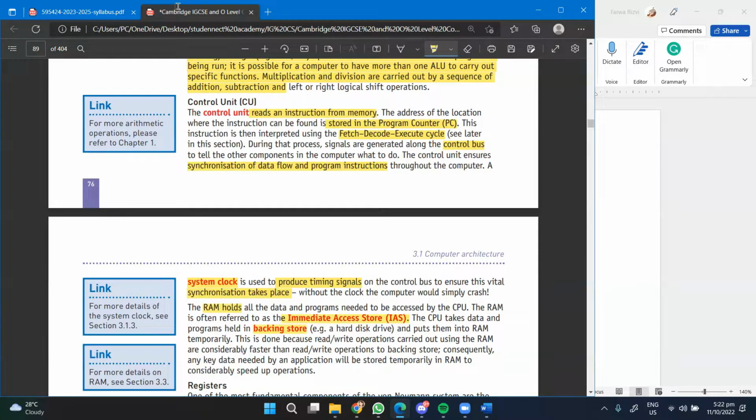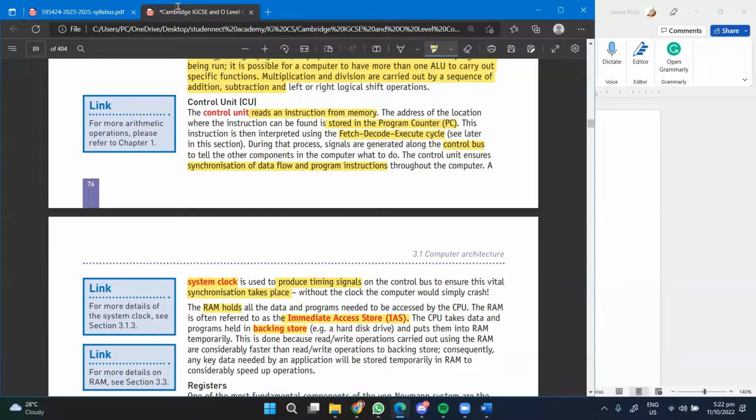Because RAM is basically random access memory, right? And this memory is considered temporary memory, and so all the temporary data that we don't need to be permanent is being stored in RAM. Therefore, the CPU takes data from the backing store and puts that into the RAM temporarily. That's why they've always associated RAM with the word temporary.